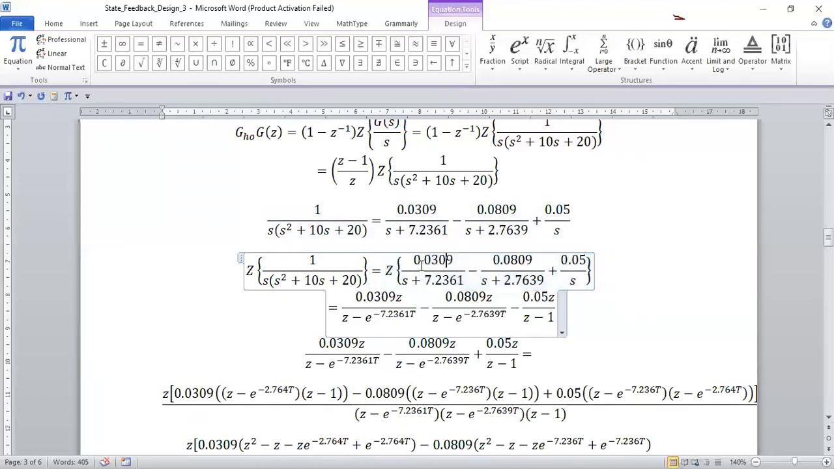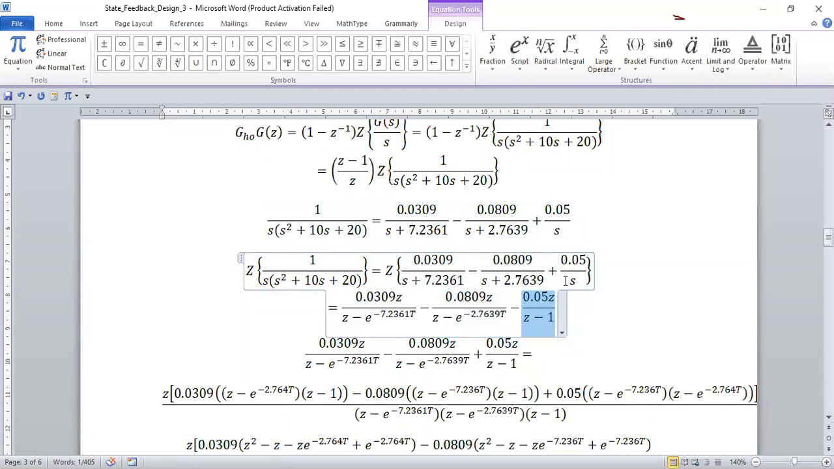Then to convert this into the time domain, I also skipped the step. So the conversion of this into the time domain is 0.0307 exponential minus 7.2361t. Same with this, then same with this. So when you convert back into the z domain using the tables, so you already have the z tables, you are going to get this expression.